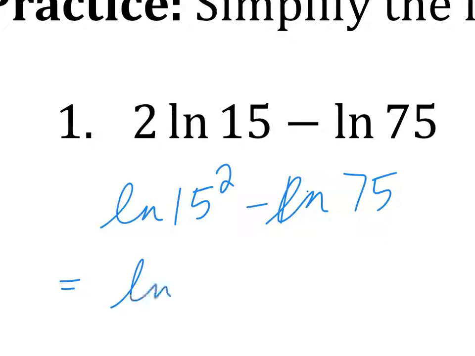15. Good. Okay, and then you can just use your calculator and figure out what that number is. 15 squared divided by 75. It's actually a whole number. No, it's 3. Natural log 3. So 15 squared over 75 is 3, so this is natural log 3.